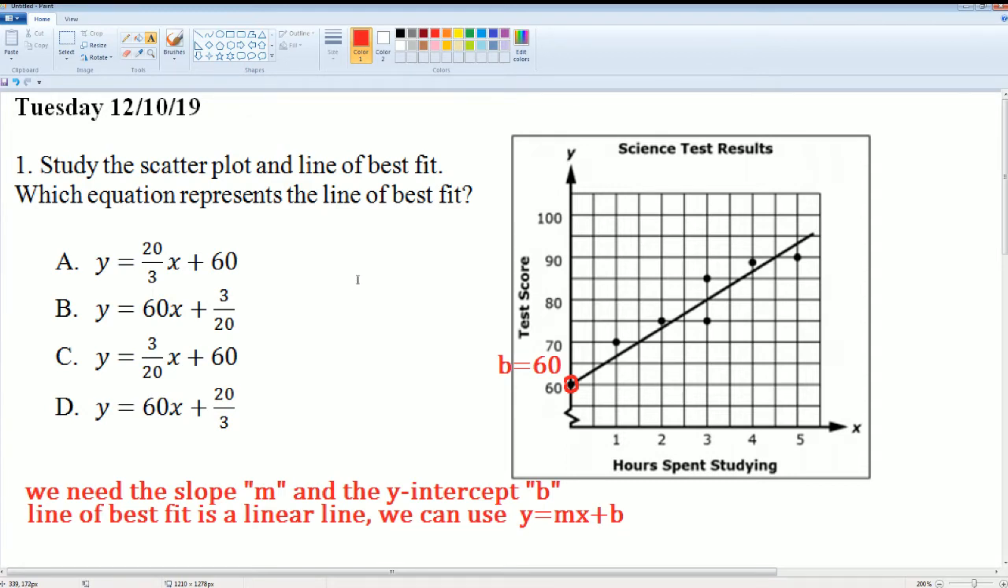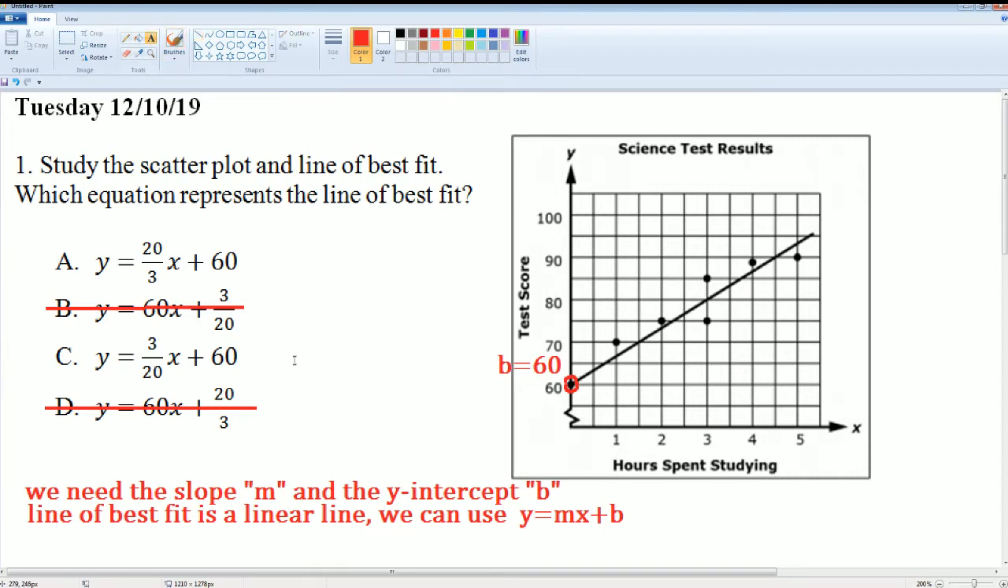Oh, this is very easy because we could already knock off some of them. We could take this one out because it says 60 is the slope, which is wrong. 60 is the y-intercept. We could knock these two off. The only ones left are A and C. So we just have to see what the slope is. Is it 20 over 3 or 3 over 20?